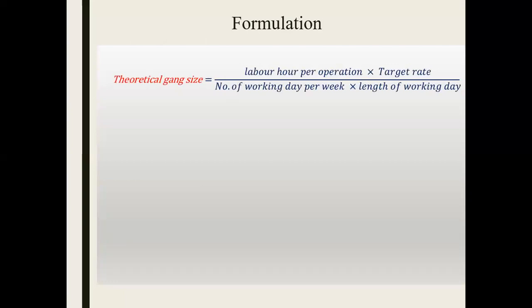In order to know the theoretical exercise, we must know the labor hour per production operation, the target rate, the number of working days per week, and the length of the working day. Once you calculate gang size, we round it to a multiple of 3. This 3 is something I've seen. I'm not sure what the basis of 3 is, but generally when you calculate actual gang size, we choose a multiple of 3. So you can say it's part of the formulation.